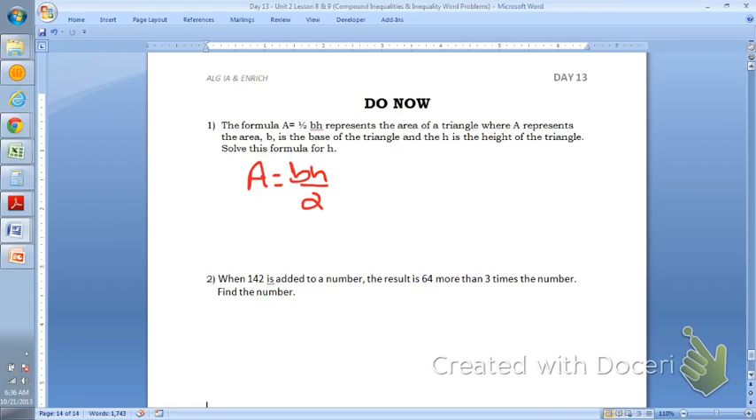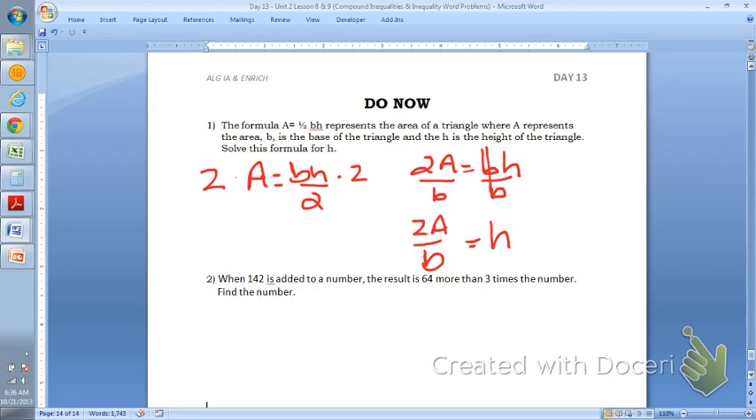This is divided by 2, so the opposite would multiply by 2. Remember under, up, and multiply? So you would have 2a is equal to bh. To isolate the h from the b, it's beside it, so therefore you have to divide it. So divide by b, and the b's would cancel out. H is equal to 2 times a over b. So that's your final answer.